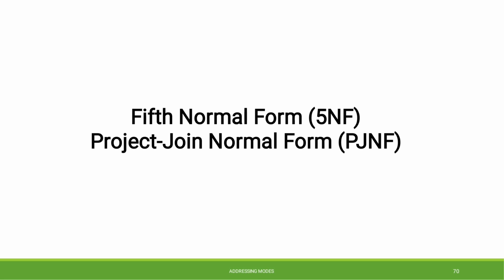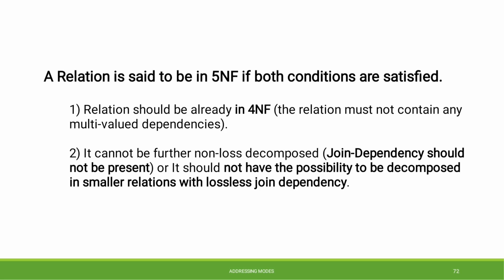Next, fifth normal form, that is 5NF. It is also known as project join normal form or PJNF. A relation is said to be in 5NF if both of the following conditions are satisfied. The first condition is the relation should already be in 4NF. That is, the relation must not contain any multi-valued dependencies.